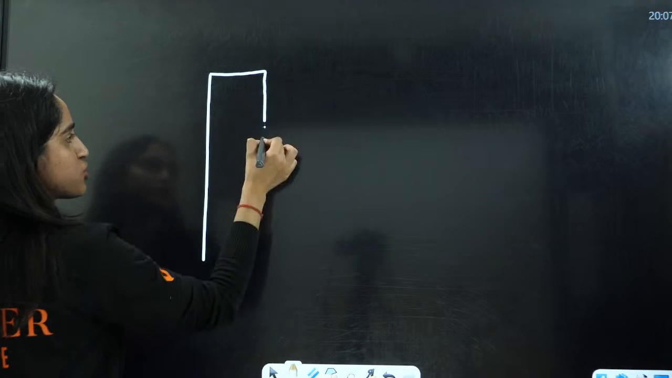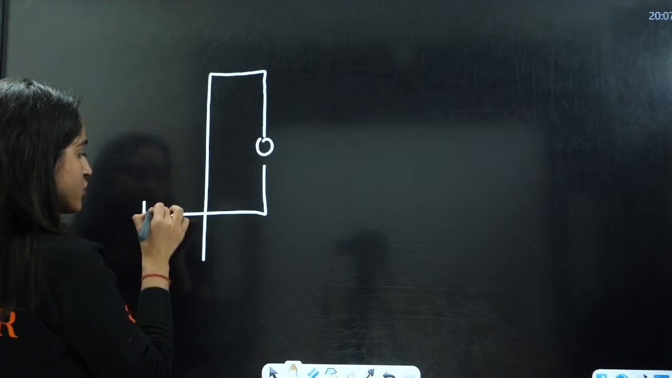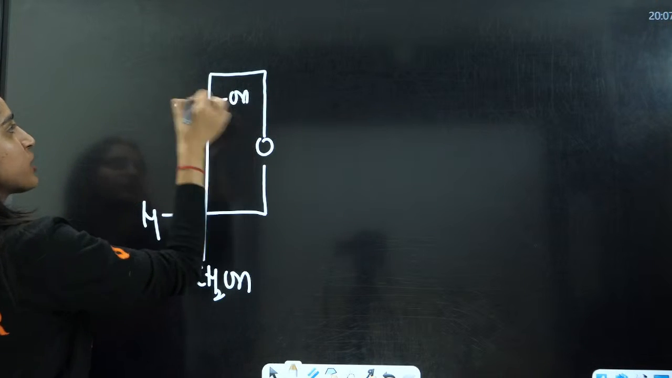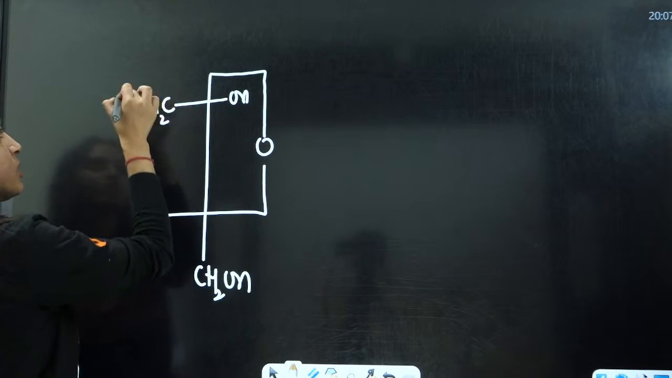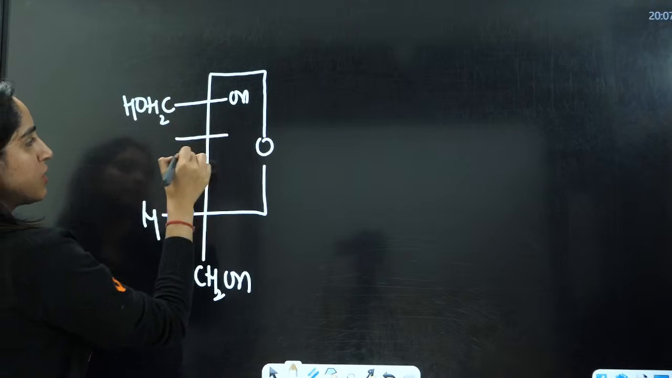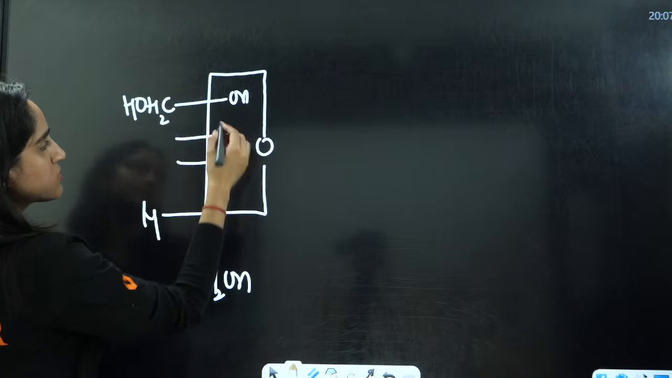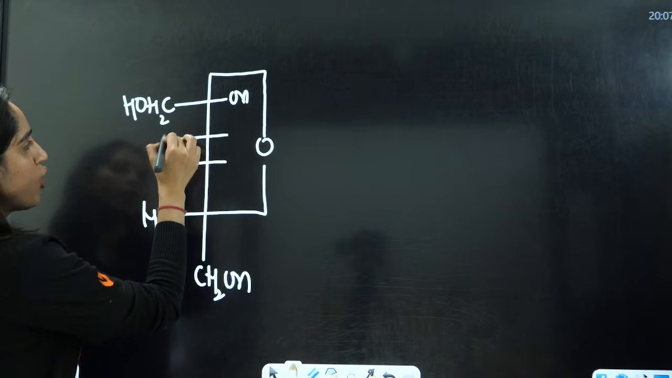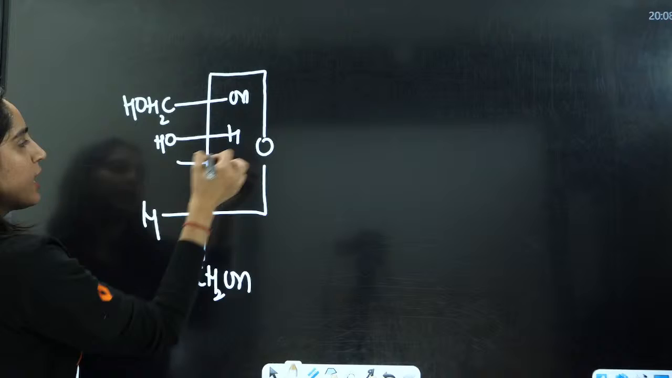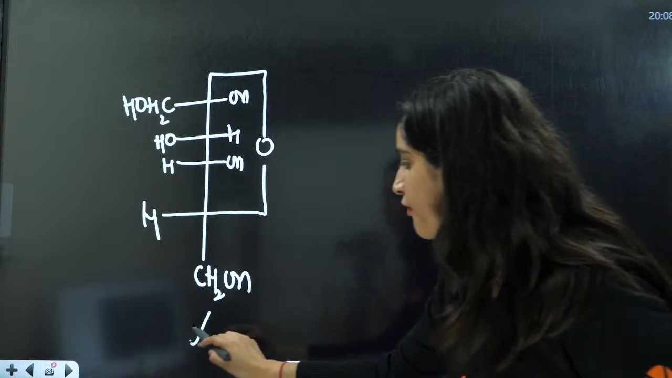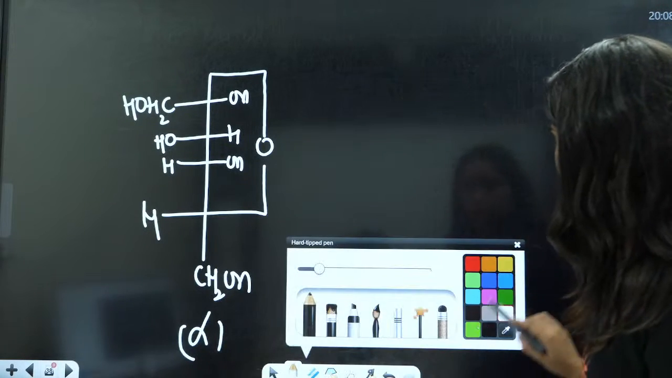This is oxygen. This is CH2OH. If I talk about the alpha, there should be OH here and CH2OH here. This is 1, 2, this is third, fourth, fifth, sixth. So this is the third one, 1, 2, third, OH on the left side and this OH on the right side. You have this as the fructose. This is the alpha fructose.